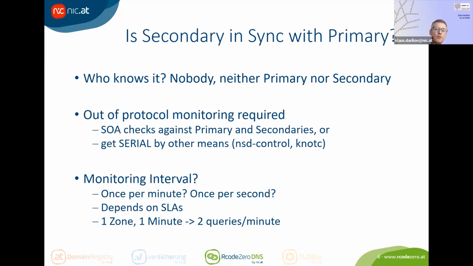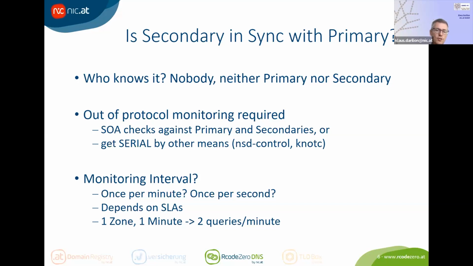So what we usually do, probably also you, is some kind of out-of-protocol monitoring: checking the serial on the primary and then on the secondary and comparing them. This can be done either by performing a SOA DNS query against the nameserver and analyzing the response, or by getting the serial by some other means. For example, the NSD control utility or the KNOT control utility can dump the state of a zone, which also includes the serial.